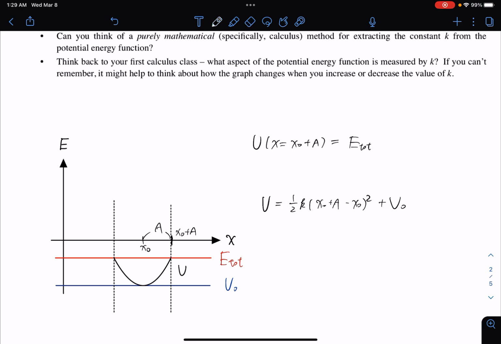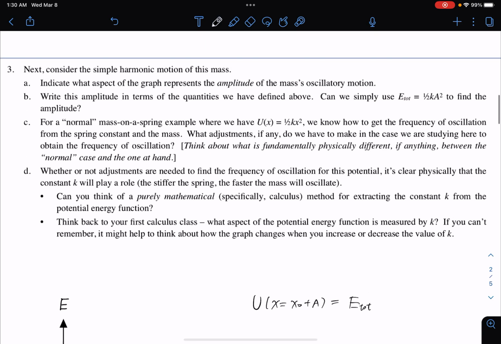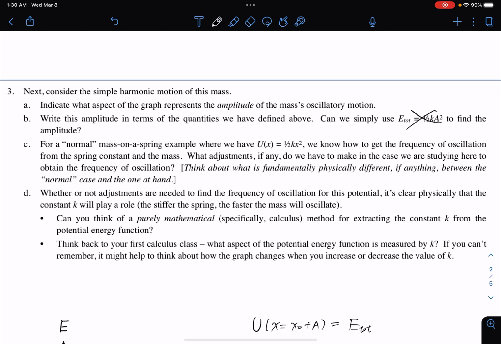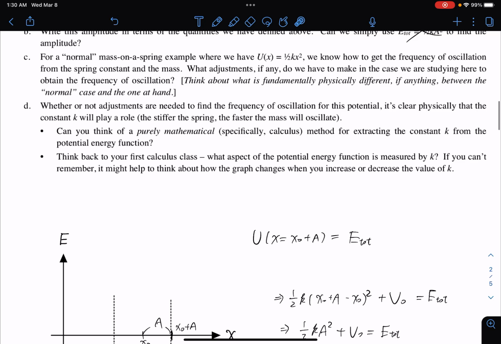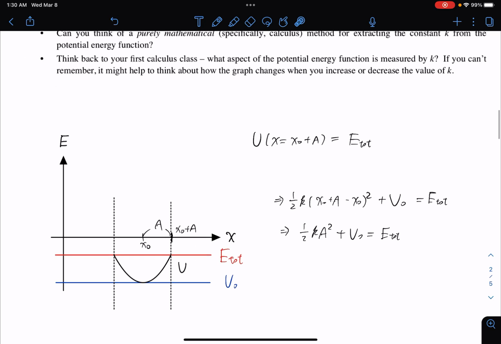we see that it is not just what we have as usual. It becomes 1 half k a squared plus u0 equals E total. And we want to extract the effective k from our new equation.